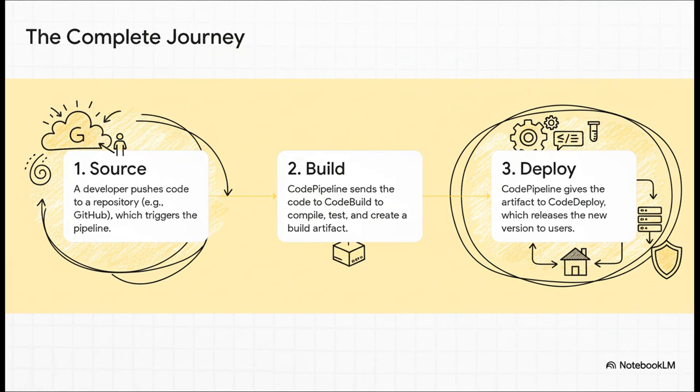So let's put it all together one last time. A developer pushes a new feature to GitHub. CodePipeline sees this change and automatically kicks off the whole pipeline. It grabs the code and hands it over to CodeBuild. CodeBuild works its magic, compiling, testing, and packaging it into that build artifact. As soon as CodeBuild says all good, CodePipeline takes that artifact and passes it to CodeDeploy, which then safely releases the update to all of our users. The whole flow, from a developer's keyboard to the customer, is completely automated.